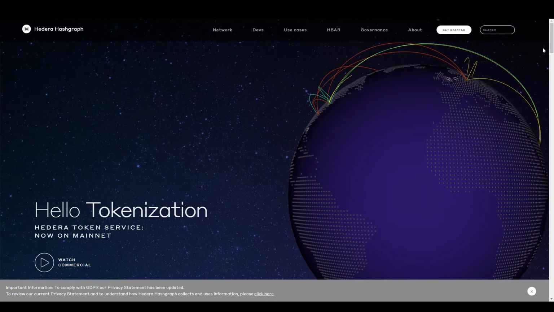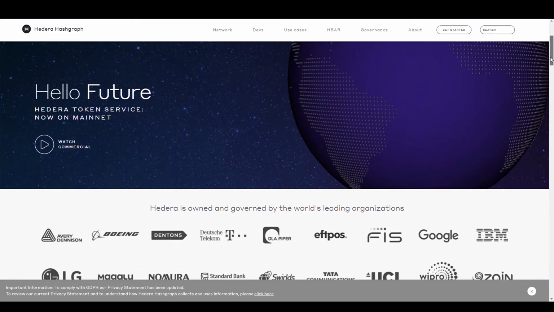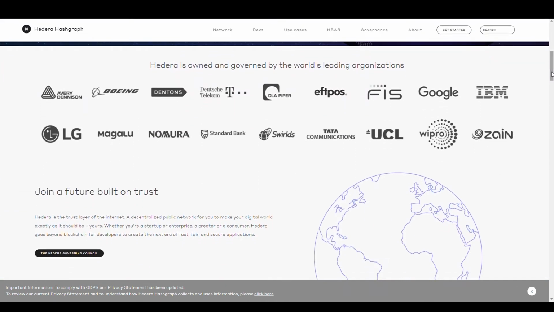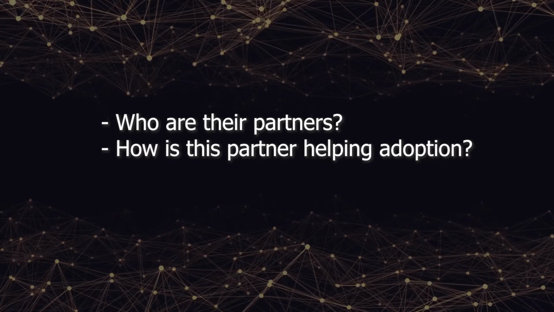And if a big company like Google is partnered with a particular blockchain, then you could probably say that Google is invested in the success and wants to see the success of that project. And a big company like that is probably smarter than you or I am.